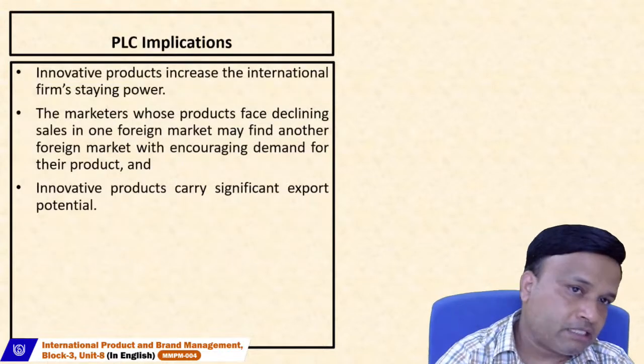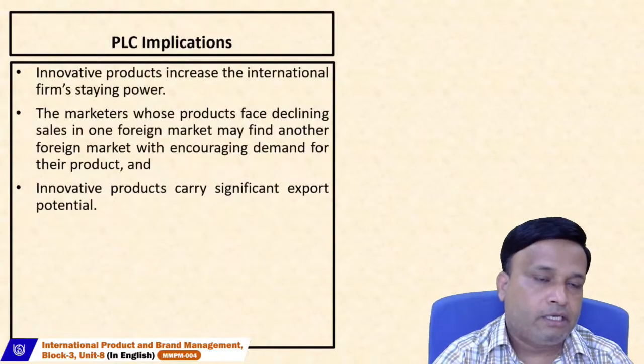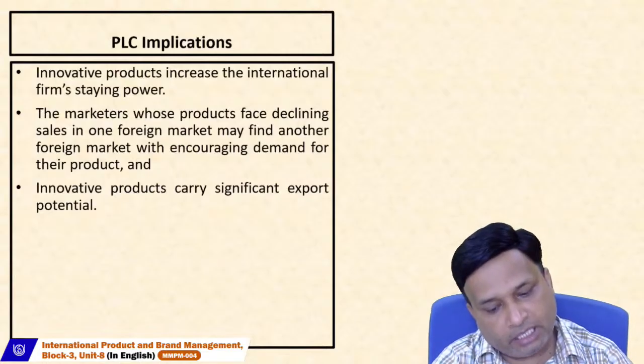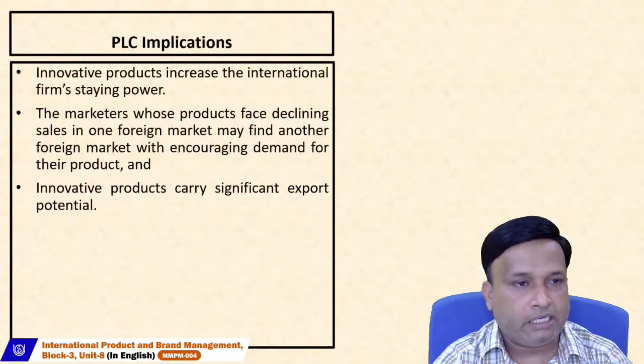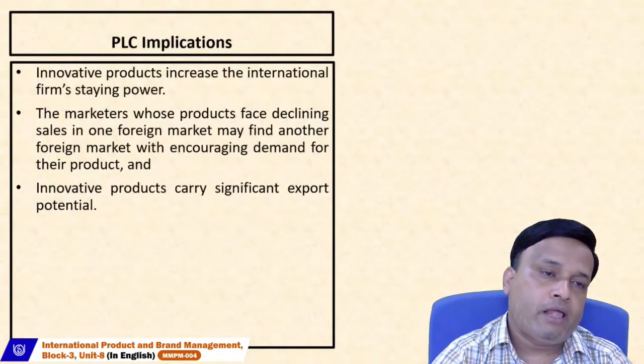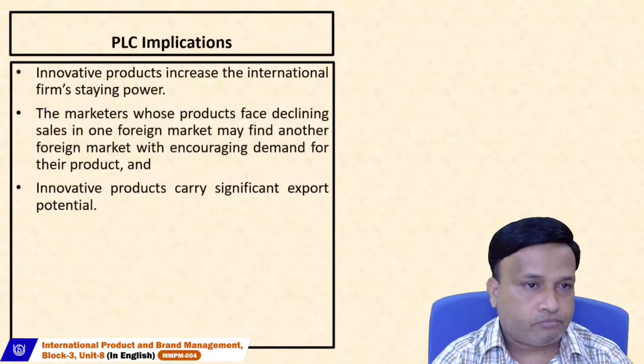So, what are the implications? PLC implications, international product life cycle implications. Innovative products increase the international firm's staying power. If you are an innovator or a producer of the product, and you are spending on research and development, then you will remain in power.